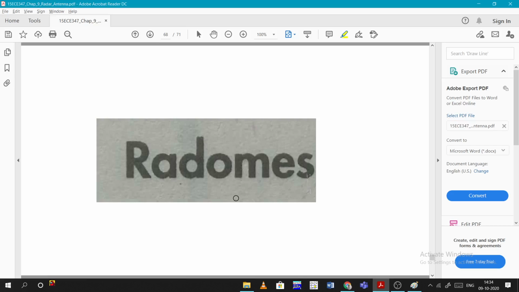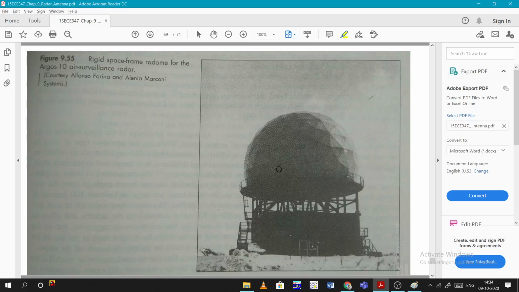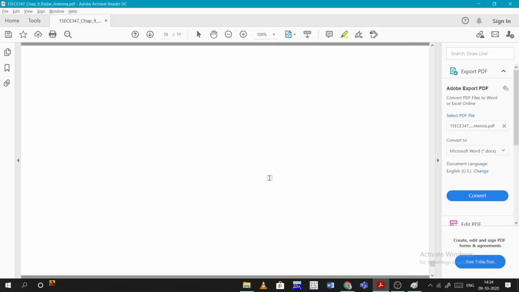So now coming to radomes. What are radomes? Radomes basically serve only the purpose of protecting the radar system inside. It is like a protecting shield, that's it. It protects the radar from environmental conditions. So this is what we have about radar antennas.